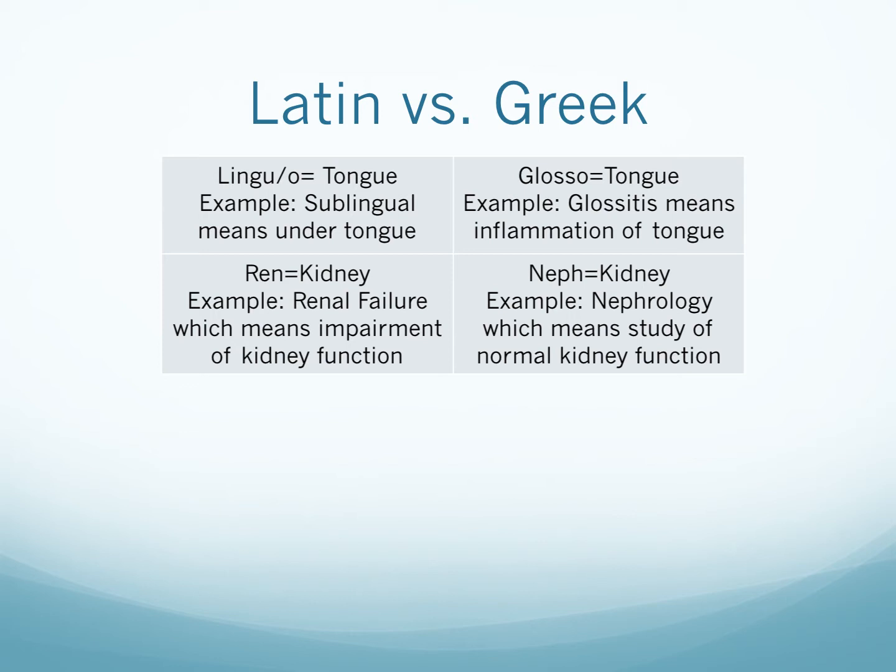In Latin, the kidney root word is reno. For example, renal failure, which means the impairment of kidney function. And in the Greek language, the root word neph is for the kidney. The medical term nephrology indicates the study of normal kidney function, with ology suffix meaning the study of.